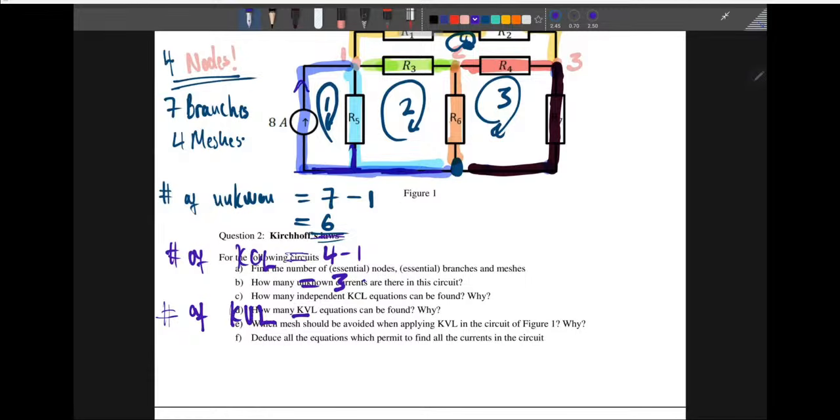The number of KCL is going to depend on the number of nodes minus 1, because we know that the KCL equations are from nodes. Then KVL is going to be the same as the number of branches, the number of unknown currents, rather, which is 1 minus the number of branches, if you want.